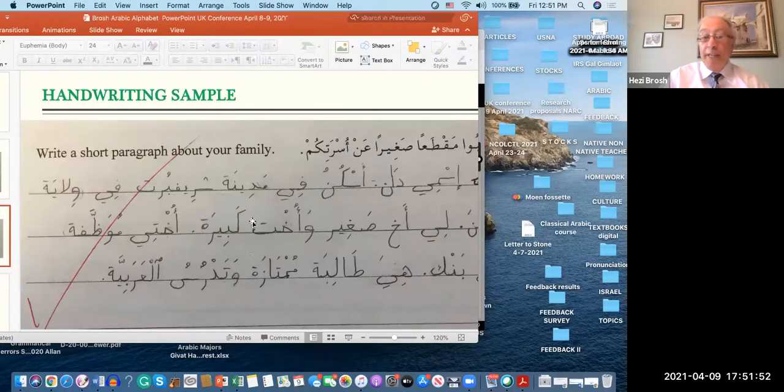The kaf, by the way, is straight. It only bends, half circle, when it comes before kaf, lam, or alif. Katib or kalb, I bend it. But other than that, it's straight.